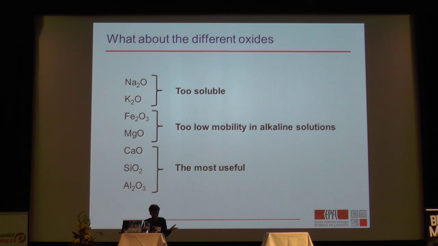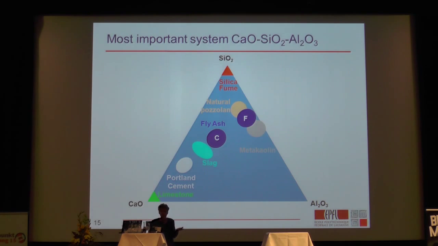which is of course very well known to cement chemists, because now if we look at this system of silica, calcium oxide and alumina, we see all the compounds that we know are used in cements. We see Portland cement here, which is very rich in calcium. We see slag, we see fly ash, we see metakaolin, natural pozzolans, etc. And generally speaking, we see that these other things have less calcium, but that means they're less reactive.